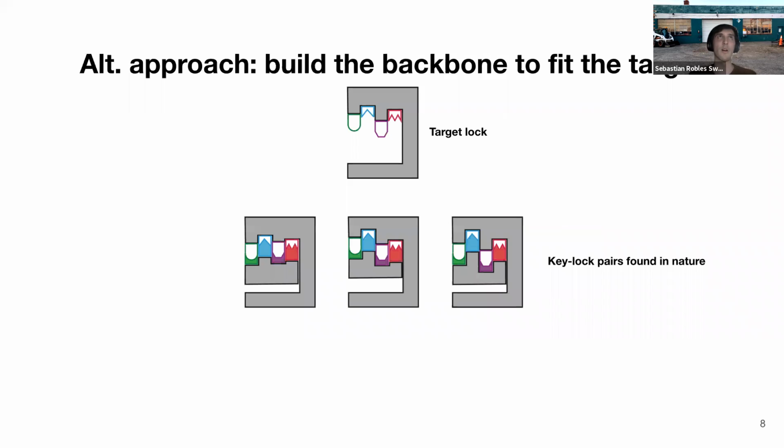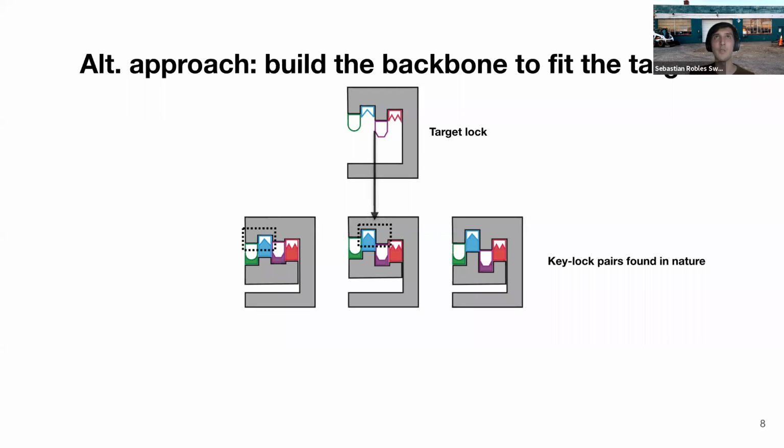So I think another approach, an alternative, would be to just build the backbone to fit the target. To illustrate what I mean, I'm showing this example again of the target lock that we want to design an interaction to, and these examples of key-lock pairs that we find out in the wild. I'm going to argue that we can learn from these. In particular, we can look for regions of local similarity. Here I'm drawing boxes between similar regions of the target lock and these known key-lock pairs.